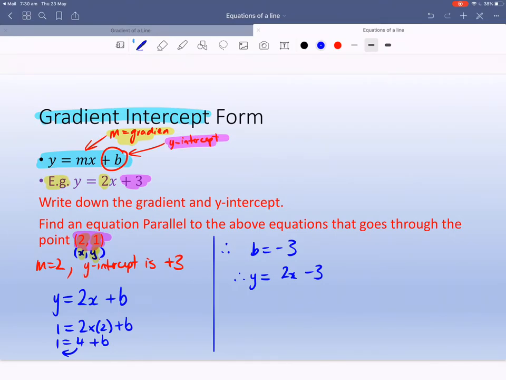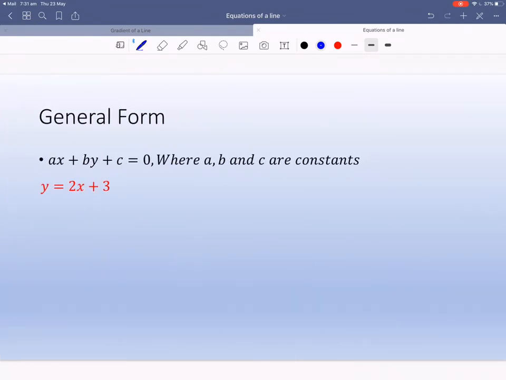So you can be asked many different questions. For example, if it wasn't parallel and it was perpendicular, then I wouldn't be working with the gradient of 2. I'd be working with the negative reciprocal, which is what? Minus 1 over 2. So the questions can differ.